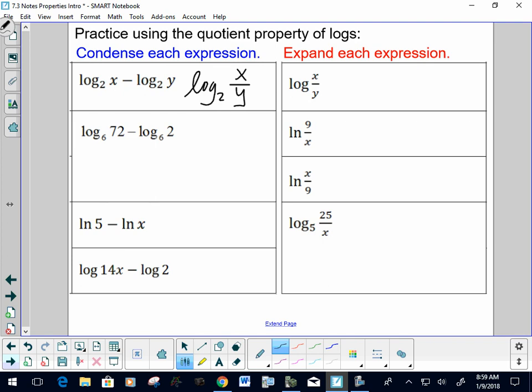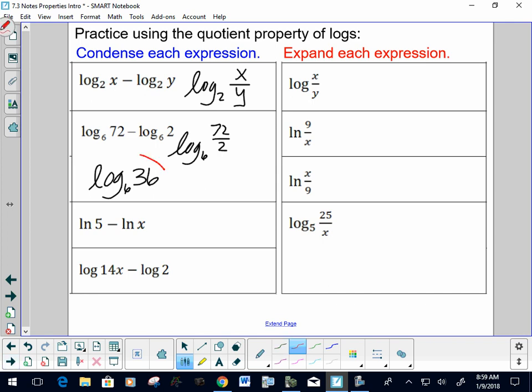For the second one down, the order there does matter. It's divided by y because we're subtracting the log of y. For the second one, we have log base 6 of 72 subtract log base 6 of 2. That's going to be log base 6 of 72 over 2. Now 72 divided by 2 is the same as 36. So that's log base 6 of 36.